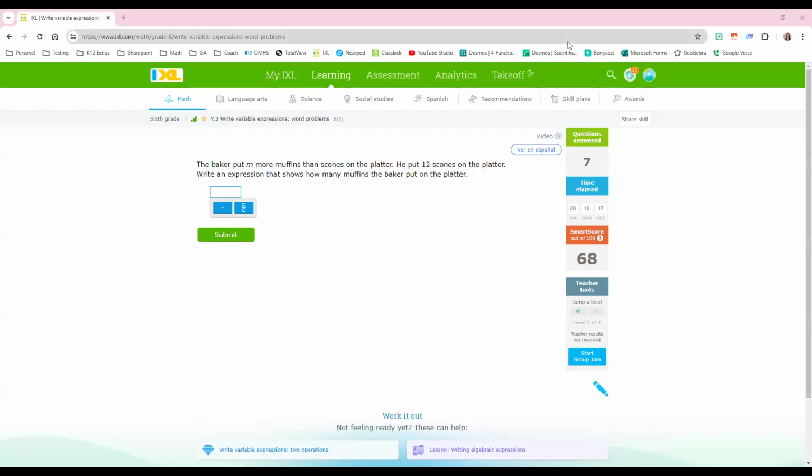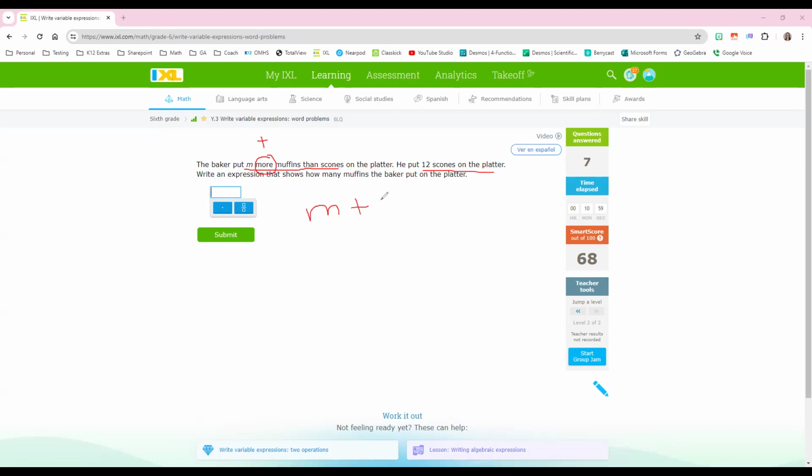All right, the baker put M more muffins than scones on the platter. He put 12 scones on the platter. Write an expression that shows how many muffins the baker put on the platter. Okay, when we look at this closely, M more muffins than scones. So that word more right there kind of leads me to plus. And then if he put 12 scones on the platter, well, M more than scones.